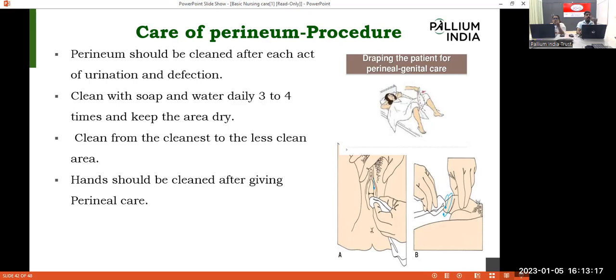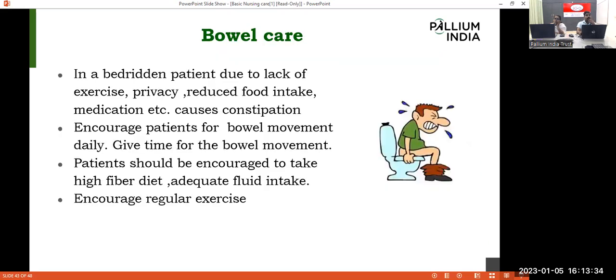And while cleaning the perineal area, clean from the cleanest area to the less clean area. From the urethral orifice, from there downward to the rectal area, you need to clean. Then hands should be cleaned after giving perineal care.